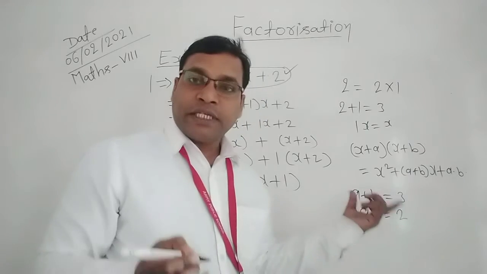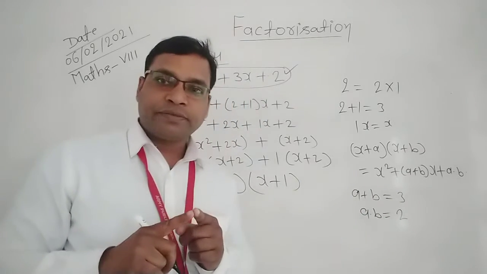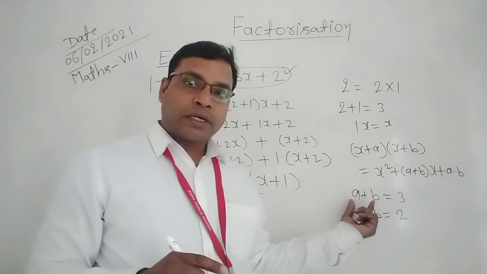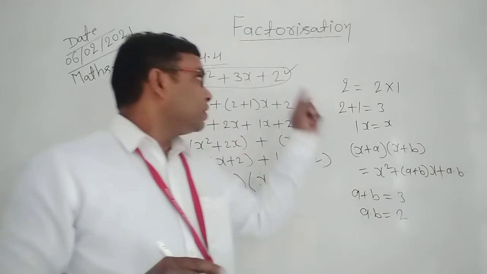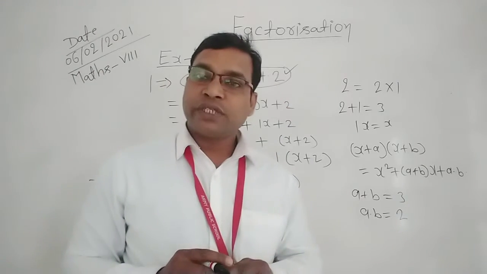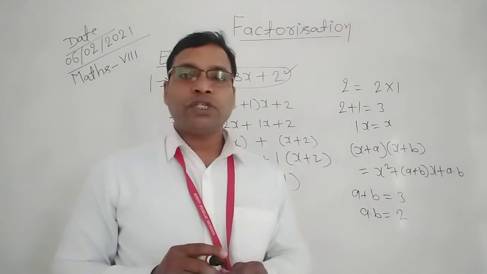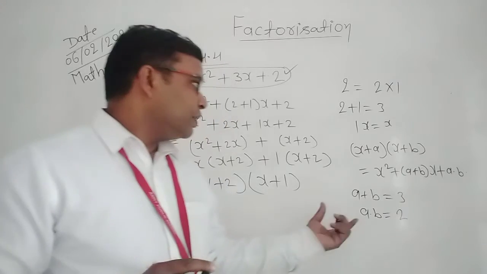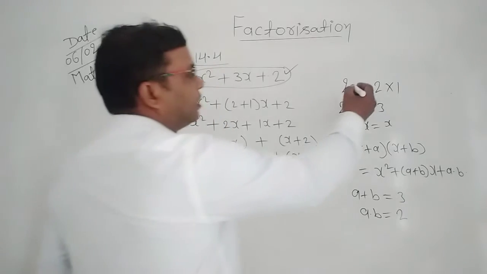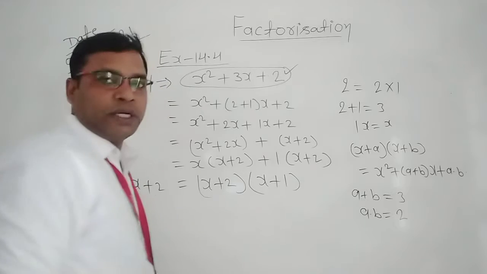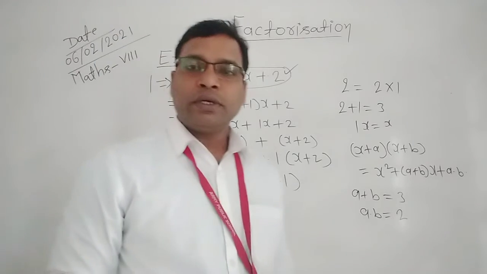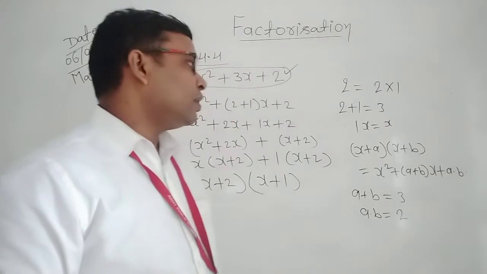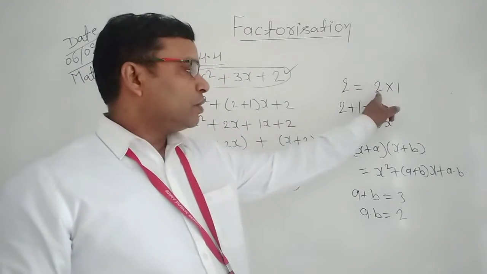We find the factors of this constant term 2 such that their sum is 3, because you can see a plus b is equal to 3. The sum of the constant terms is 3. So here, we find the factors of 2 such that their sum is 3 but their product is 2, because a into b is equal to 2 and a plus b is equal to 3. This is clear? So in this way, we can write 2 is equal to 2 into 1. This is a factor pair of 2, 2 into 1. 2 is a prime number, so it has only 2 factors, 1 and 2 itself. This is clear? So if you sum them, 2 plus 1, you get 3.